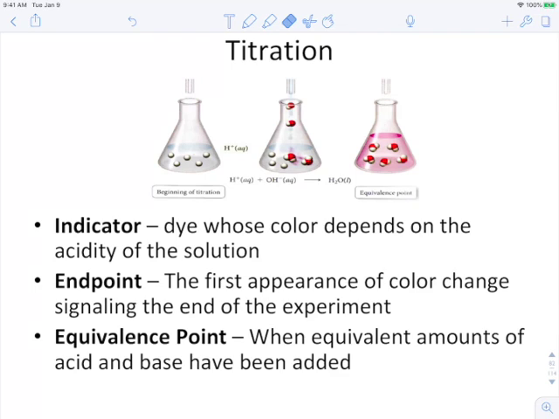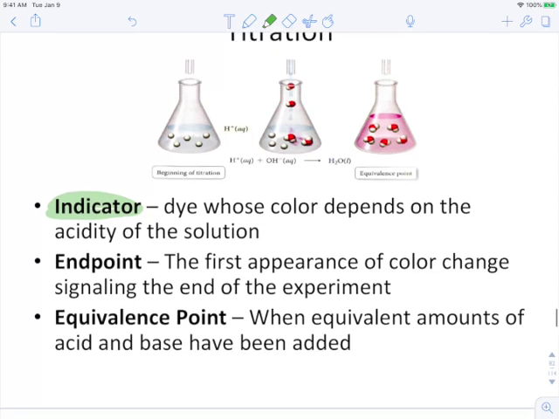So our indicator is a type of dye, and again, it changes color based on the acidity of the solution. So phenolphthalein, which we use for titrations of acids and bases, works really well because it's colorless when it's acidic, and it is pink when it's basic, but it's not the only indicator. We have all sorts of different indicators, and they change at different pHs. Some will change colors at pH 3, pH 5, pH 7, all sorts of different ones.